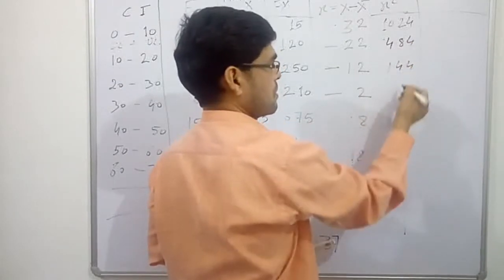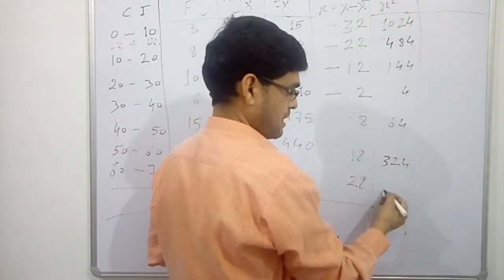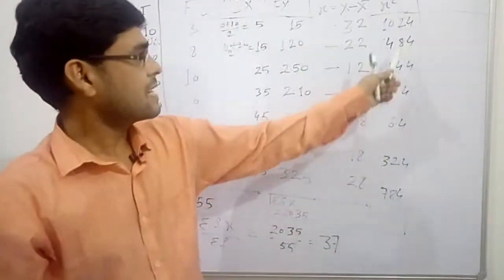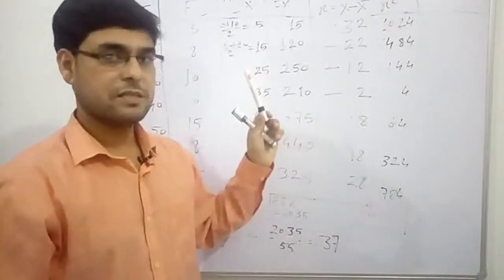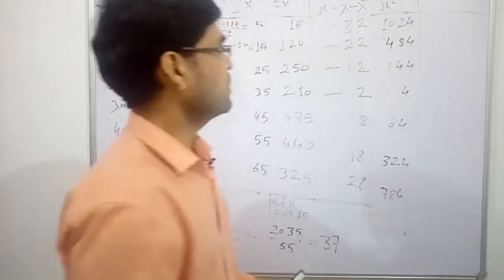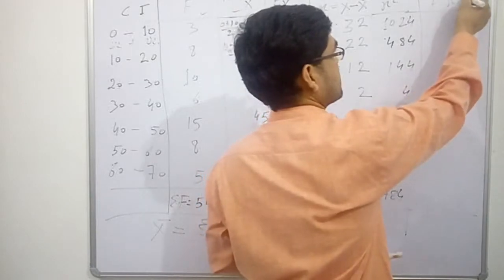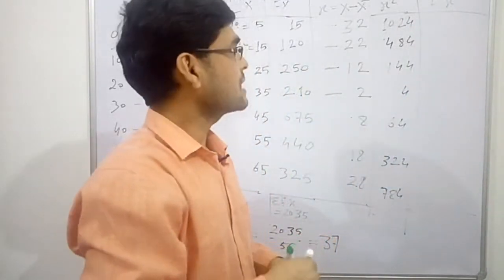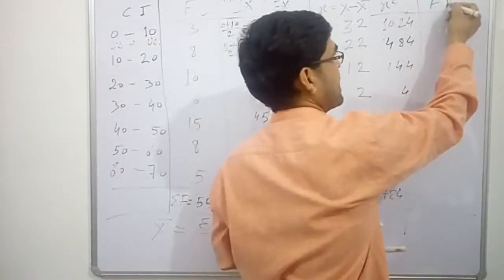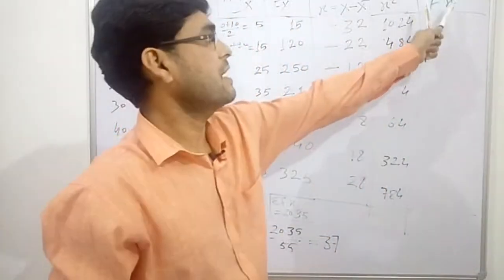Then 144. Then 4. Then 64. Then 324. And the last one is 784. Okay, so these are the squared values of these deviations, right? In the last column we need f x square. Frequency multiplied by this deviation square, the square of deviation, f x square.